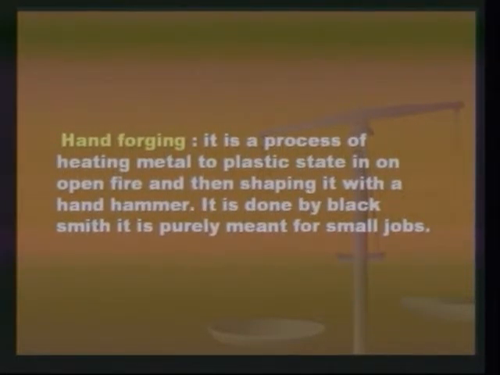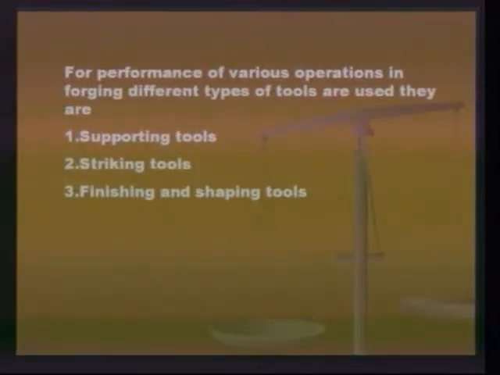The first one is hand forging. It is a process of heating metal to plastic state in an open fire and then shaping it with a hand hammer. It is done by a blacksmith. It is purely meant for small jobs. So in the case of hand forging, it is specified for repairing and other works only. For performing various operations, different types of tools are used in forging.